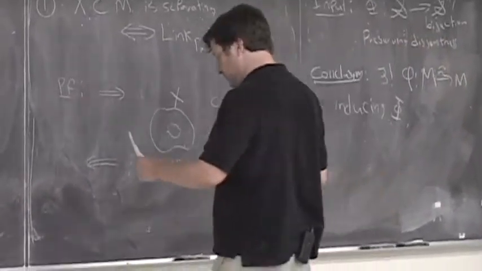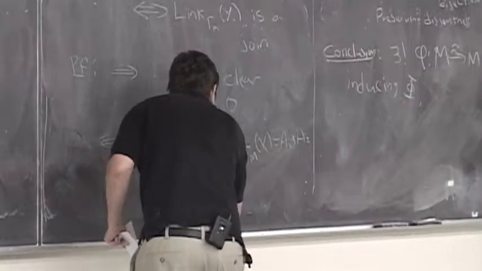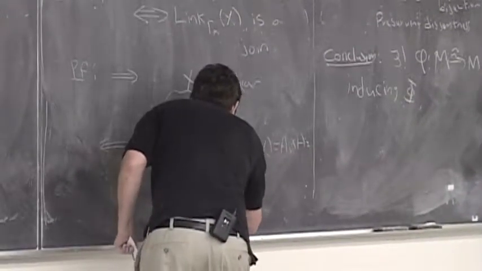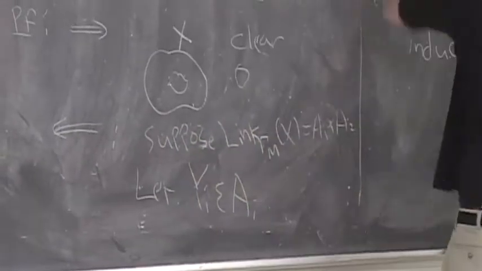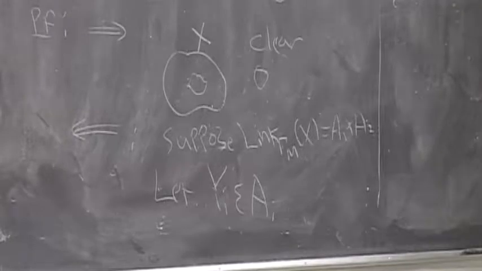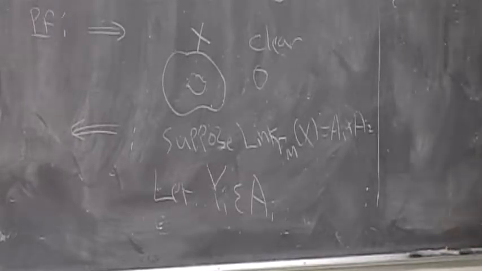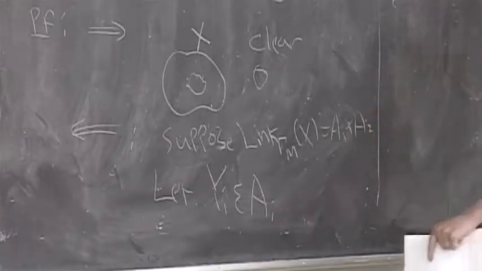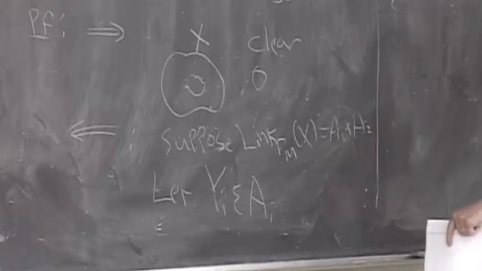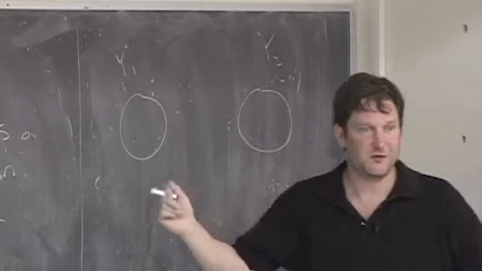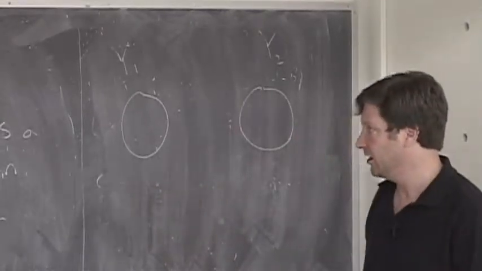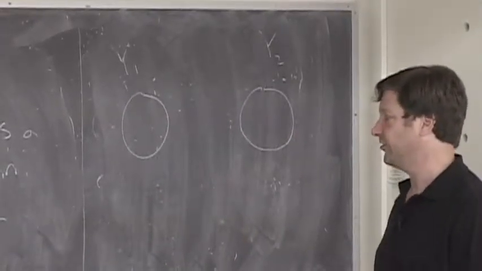Suppose the link is a join. So let the join of A1 and A2, and let Yi be in Ai. Just pick any spheres. Secretly, we're thinking of them on the inside and the outside. I just need to show that my thing separates. So I need to show that there are two guys where there's no path between them. So these are two spheres, Y1 and Y2. So how am I going to come up with two things that can't be connected, two different components of my manifold?